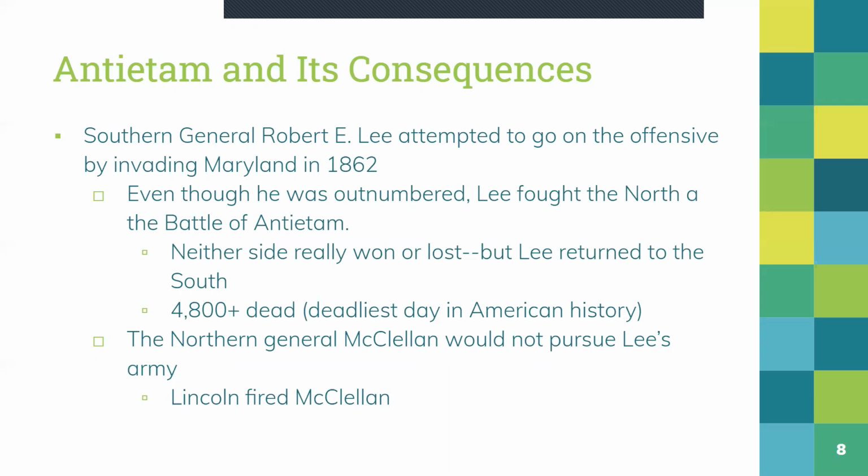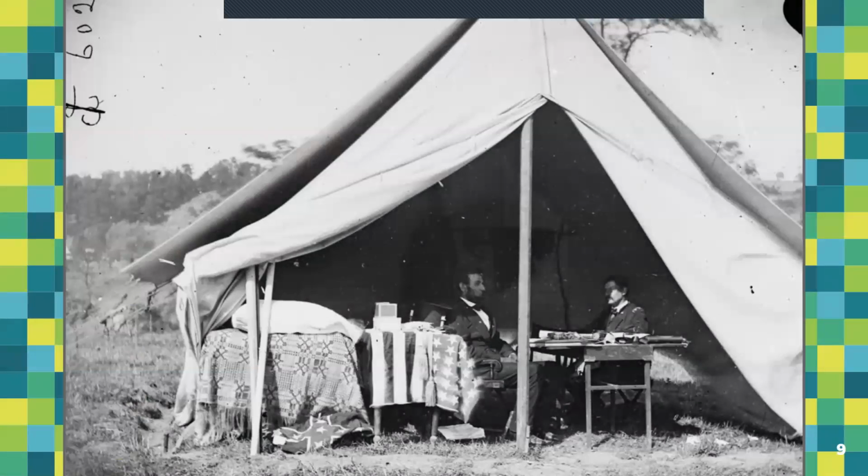After this battle, the Northern General McClellan, who I said was cautious, decided not to pursue Lee and chase after him. And Lincoln was so fed up with him by this time, he fired McClellan for good. But don't worry, we'll hear from McClellan again later. Okay, there's Abraham Lincoln coming to visit McClellan right after the battle.